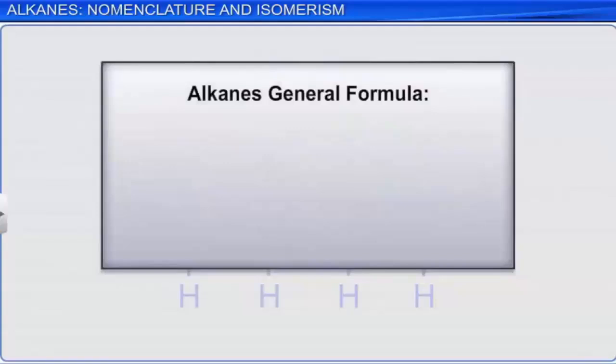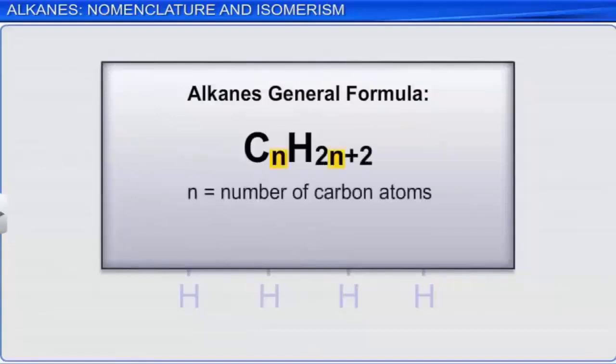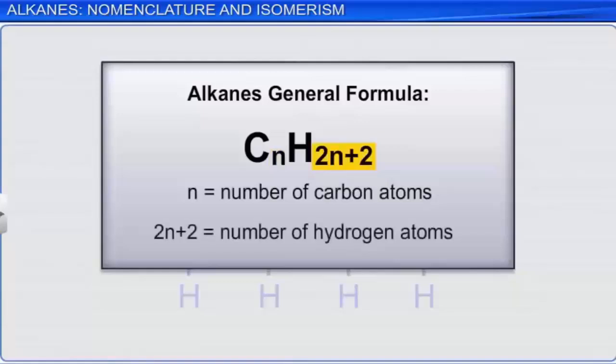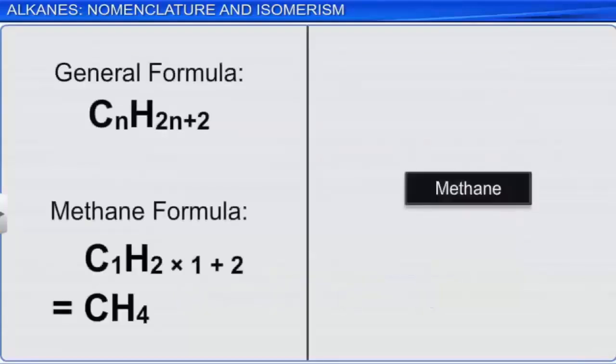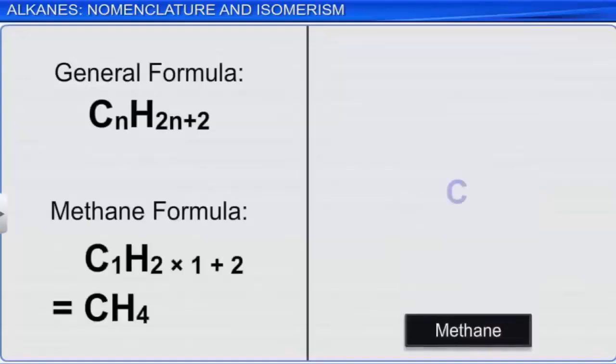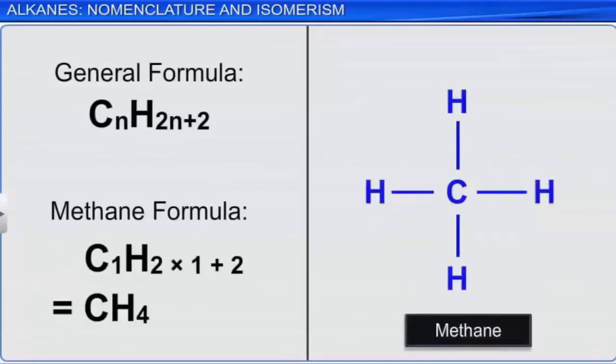We have learnt that the general formula for alkanes is CnH2n+2, where n stands for the number of carbon atoms and 2n+2 stands for the number of hydrogen atoms in a molecule. The simplest alkane is methane. It has one carbon atom connected to 4 hydrogen atoms.